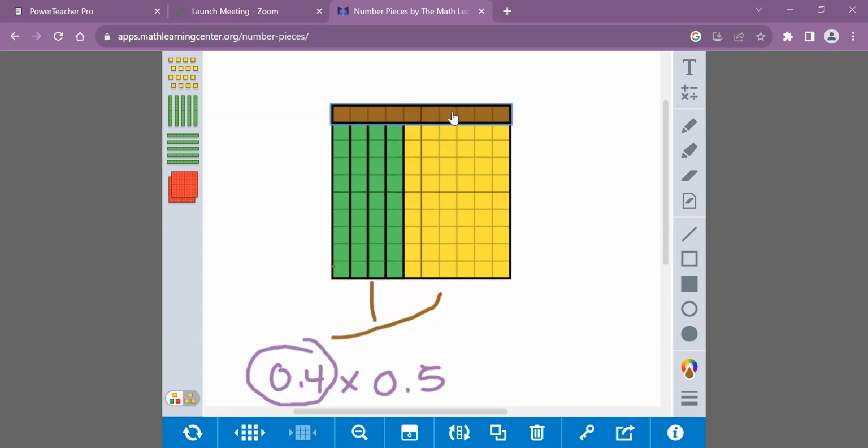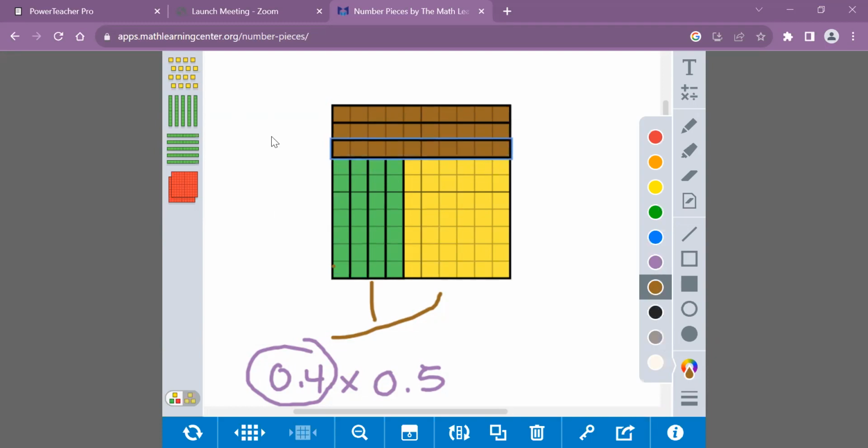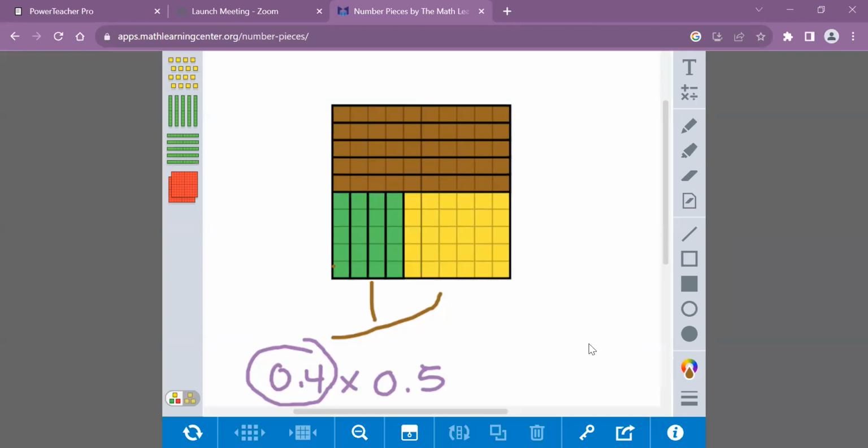Okay, so now we're doing 5/10, and they're rows. So there's 1/10, there's 2/10, 3/10, 4/10, and 5/10. So I had 4/10 as columns and 5/10 as my rows. 1, 2, 3, 4, 5.